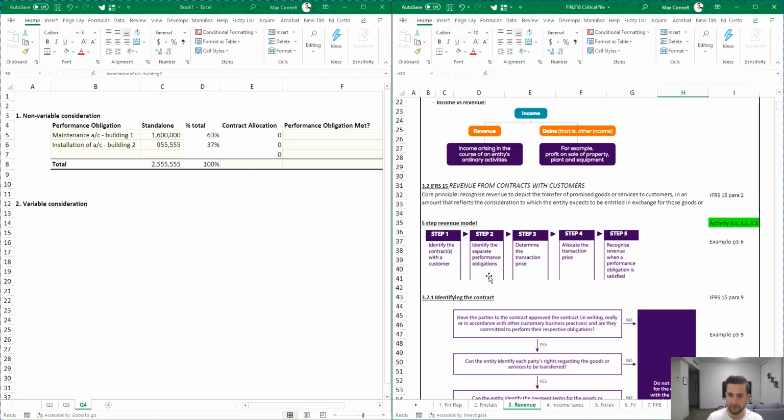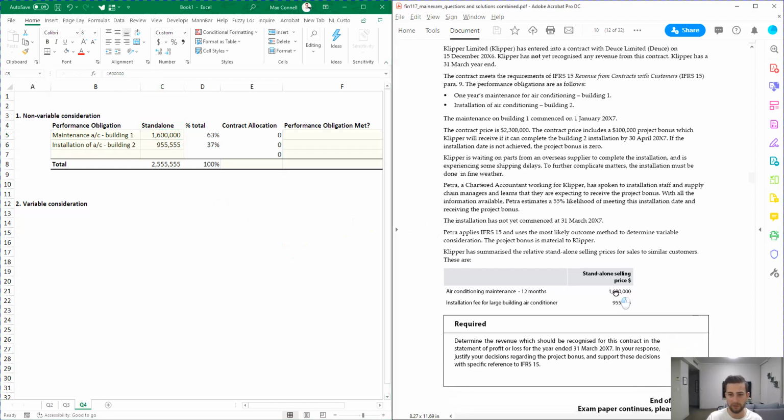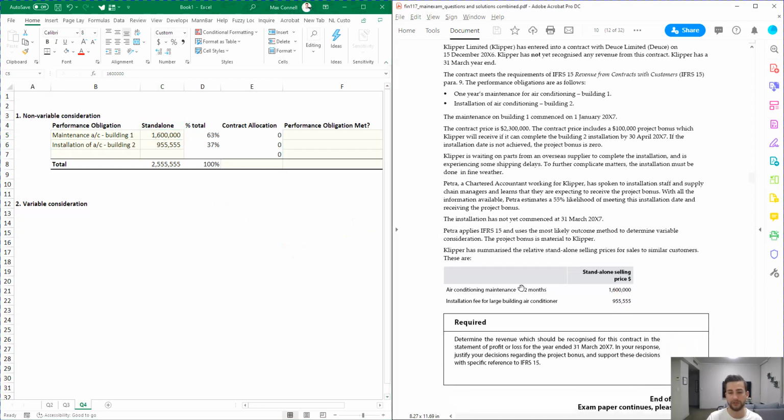Okay, so we've identified the separate performance obligations. The next step is to determine the transaction price. This is not what is stated in the contract. This is what a free market economy in an arm's length transaction would place as a price on this particular service. So in this case, $1.6 million, as you can see down below, would be the standalone selling prices for these services for similar customers.